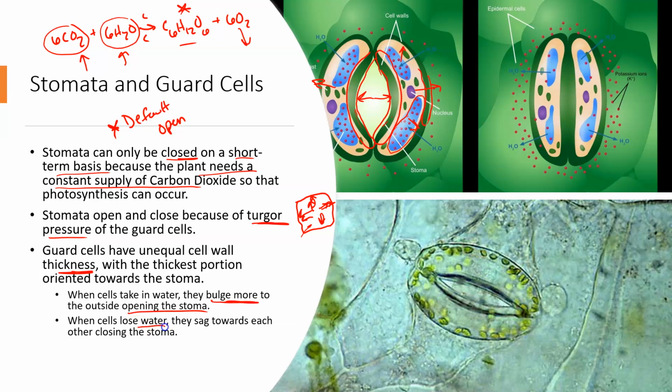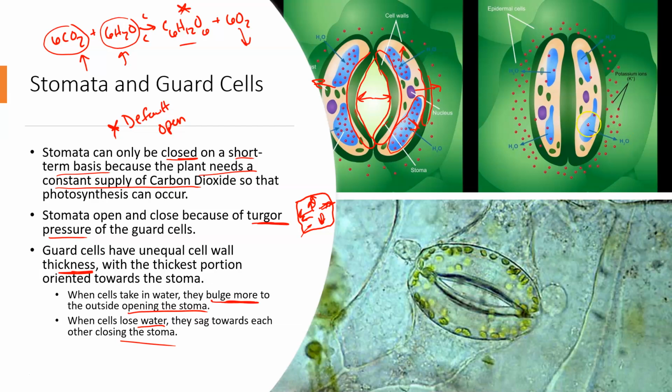Okay, when cells lose water, they sag towards each other, closing the stomata. Another thing you want to think about is that these stomata are going to remain closed unless there's enough water to open them. That's how I like to remember it. If you think about the stomata being closed when water is scarce, it makes sense because they don't want to lose water. So it wants to conserve water, it closes.